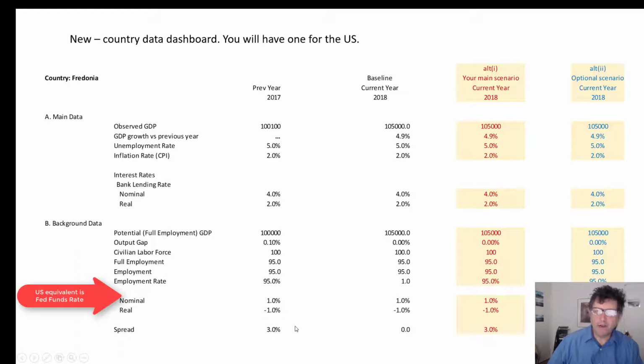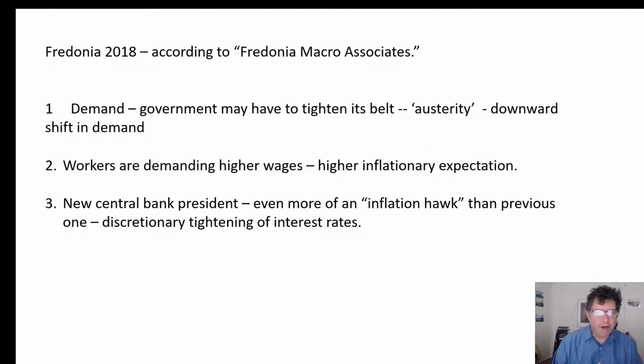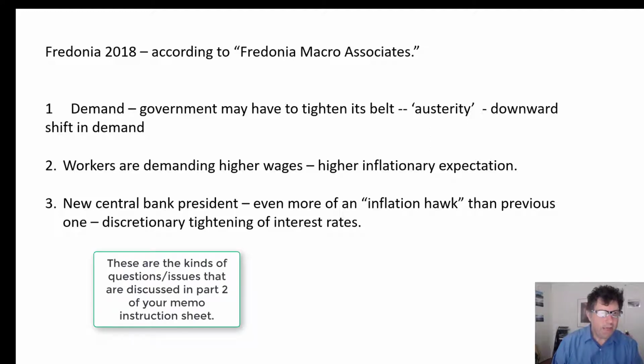Okay, and we're assuming that the short run interest rate, which in this case in the United States would be the Fed funds rate, is somewhat lower than the bank lending rate, and there's a spread of about 3%. So Fredonia Macro Associates have said, well, look, the government may have to tighten its belt. There may be some austerity.